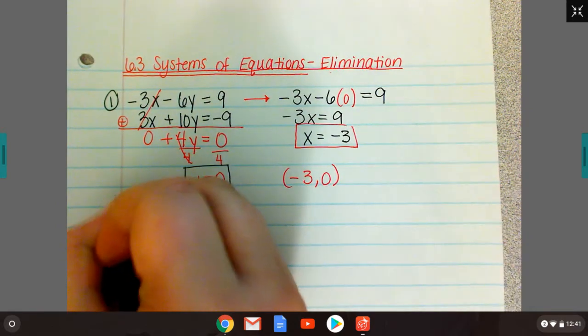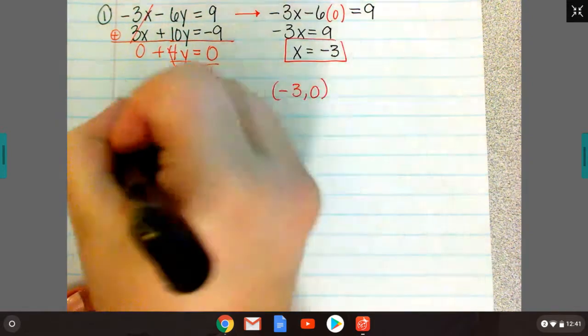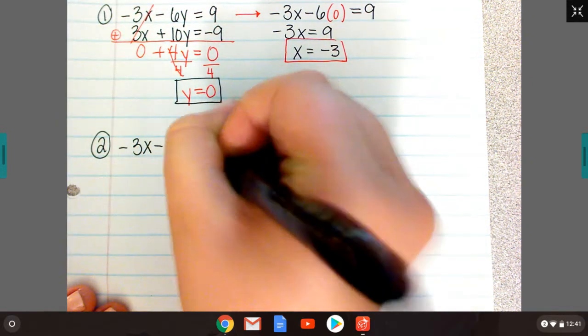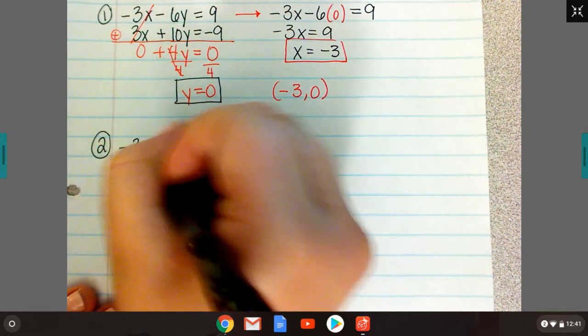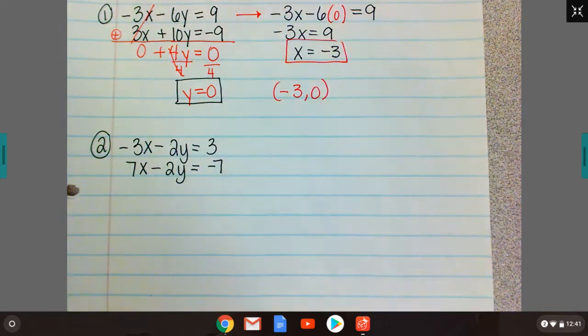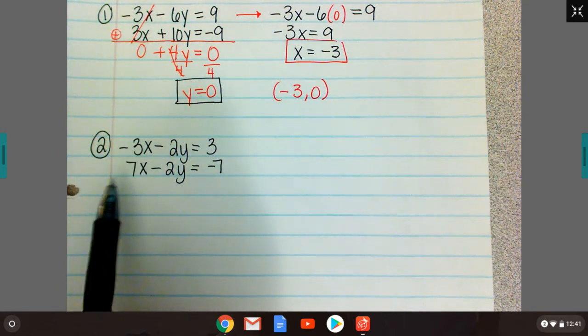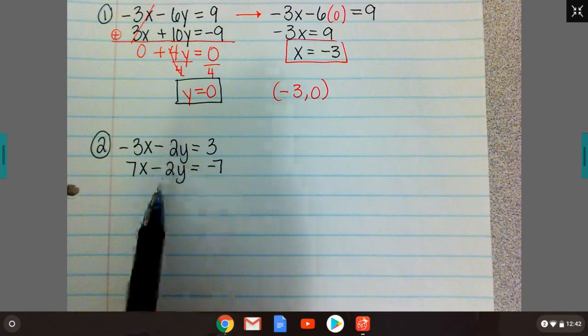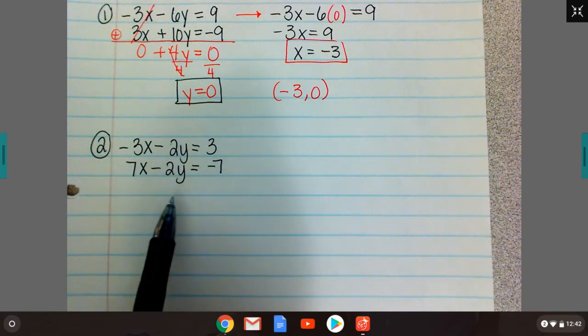Let's do another one. This one, let's have negative 3x minus 2y equals 3, and 7x minus 2y equals negative 7. So this one, we're looking for a combination of x's or y's that will cancel. The x's definitely not. They're not even the same number. The y's look like a better bet, but if I would have added them, they wouldn't have canceled. They would have got me a negative 4y.